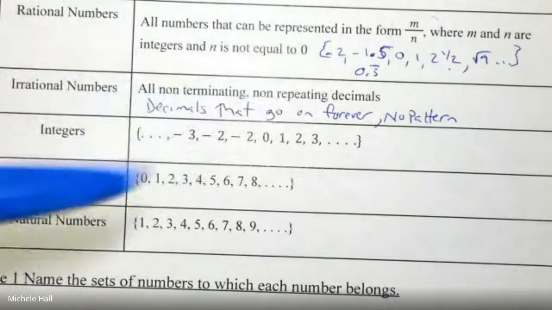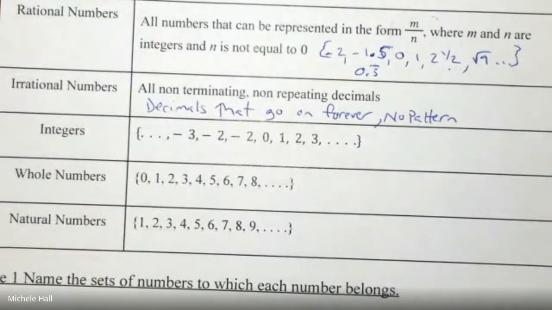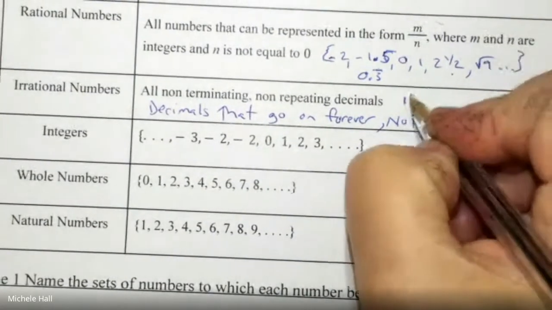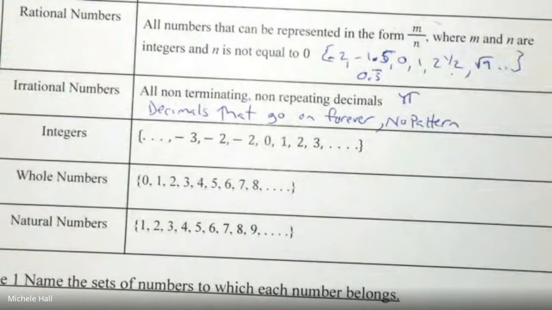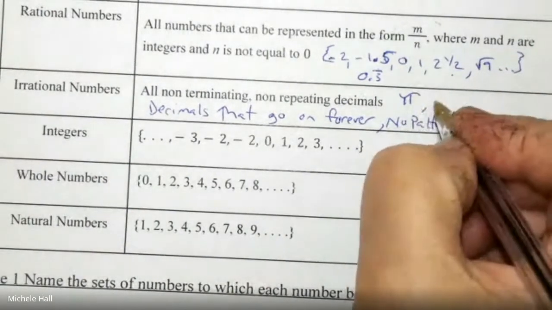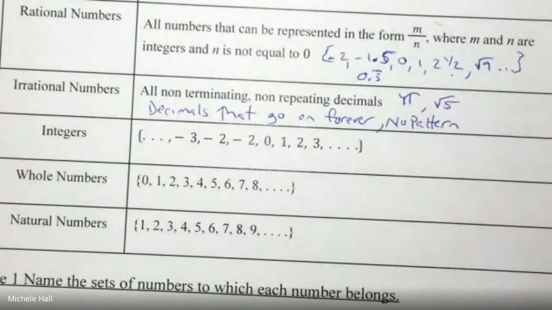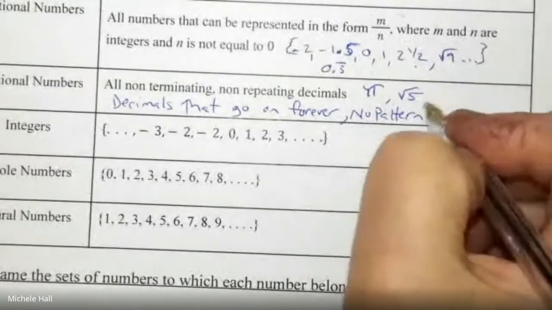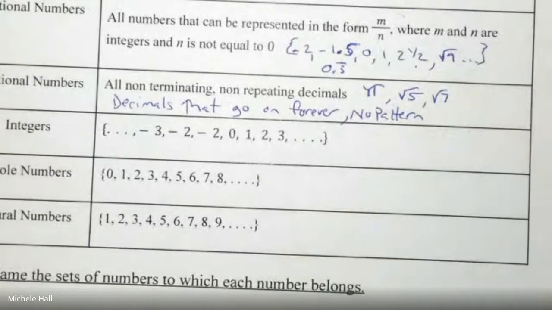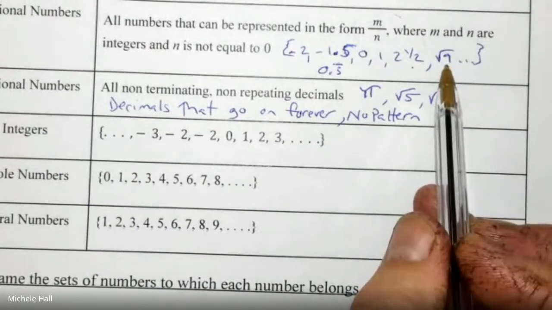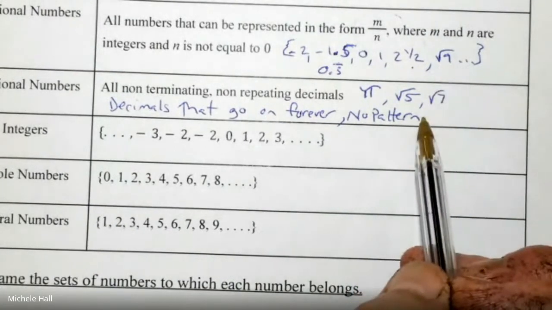So what kind of numbers are decimals that go on forever that have no pattern then? There's always one that you always think of all the time. Pi. Pi is a decimal number that goes on forever with no pattern. And then, of course, you have your non-perfect squares. Square root of 5 is not a perfect square. The square root of 7. Is the square root of 9 a perfect square? Yes. It's a perfect square because it's 3 times 3. So it doesn't belong in this set then.